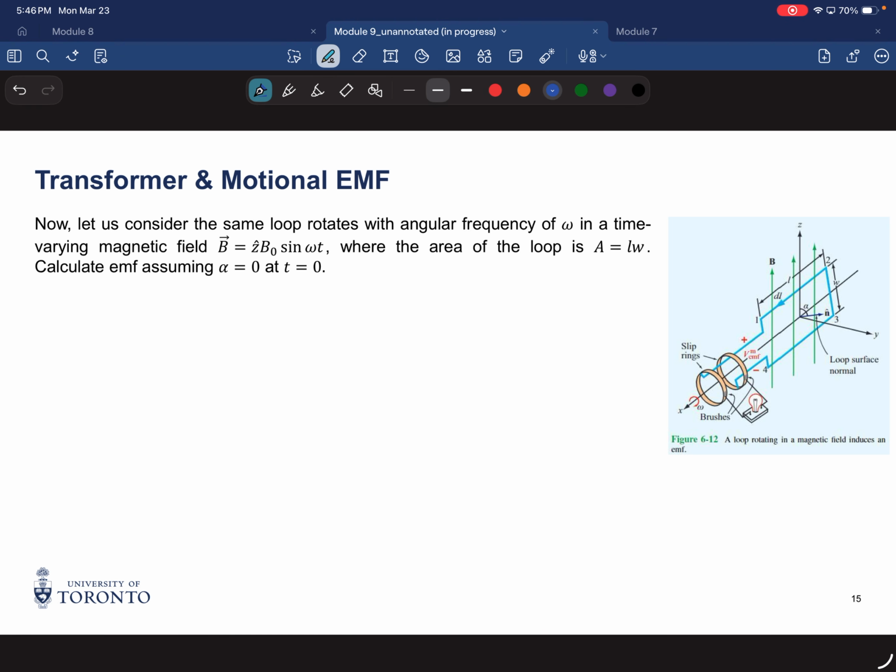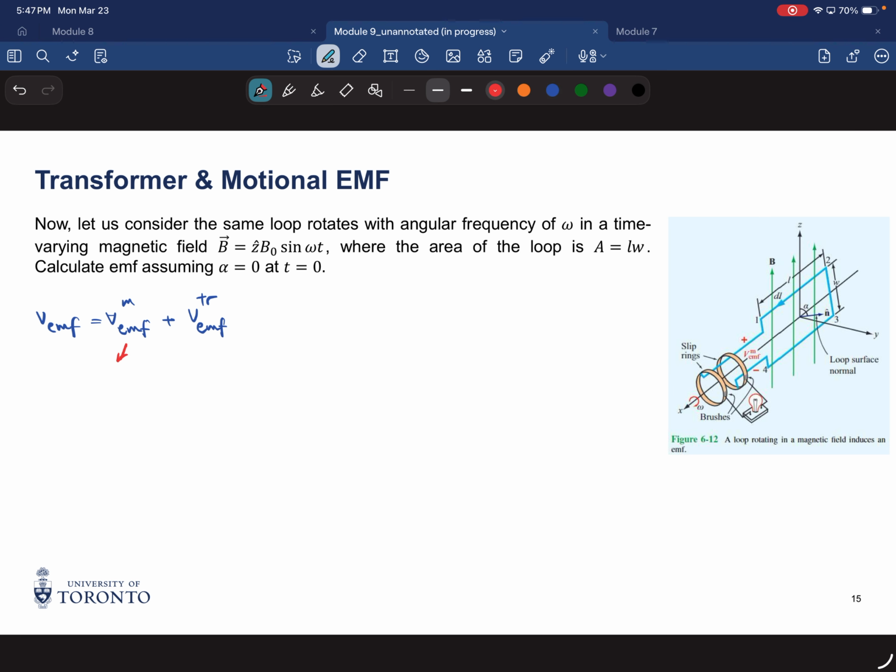Okay, so this time we have the same loop rotating in the magnetic field, but this time the magnetic field is also sinusoidally changing. It's B naught sine omega t. So it's a time varying magnetic field. So here we can say Vm is the combination of the motional Vm that is caused by the rotation of the loop plus Vm transformer, which is caused by the time varying magnetic field.